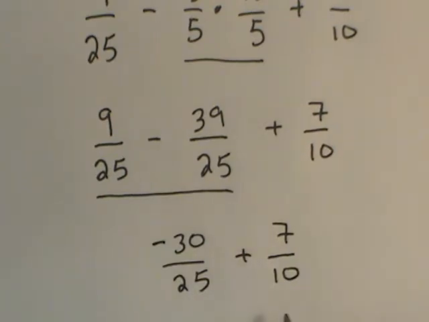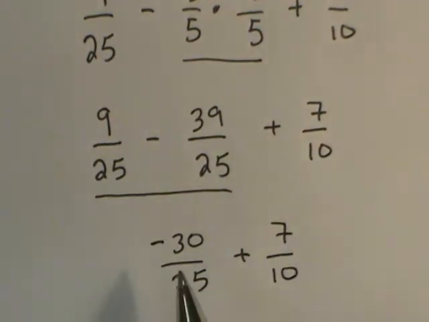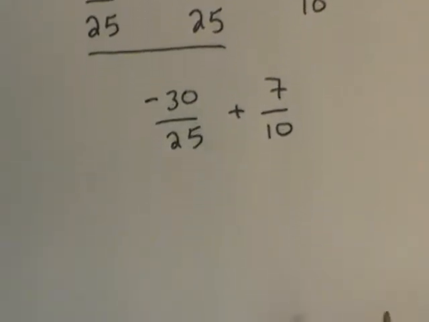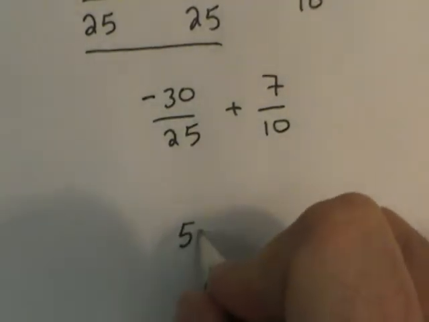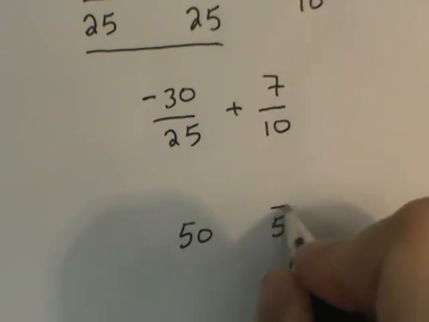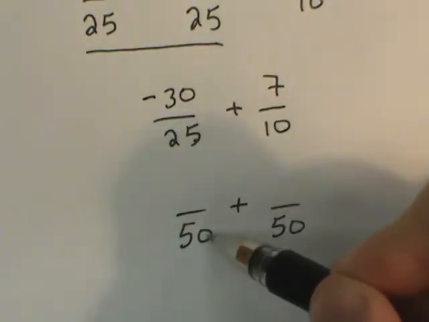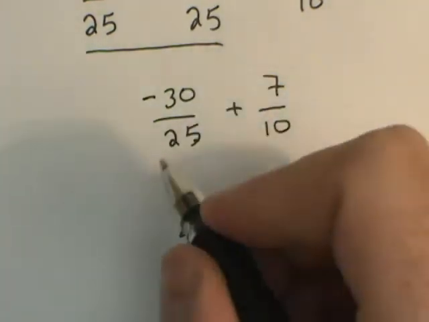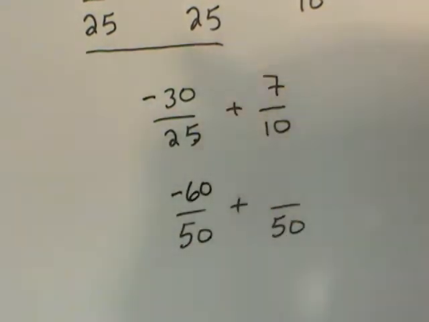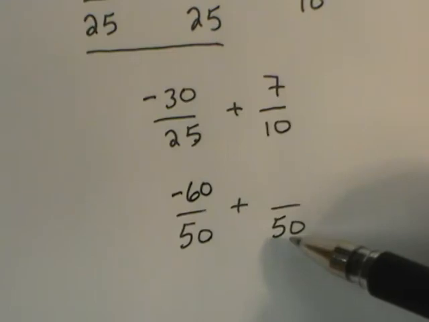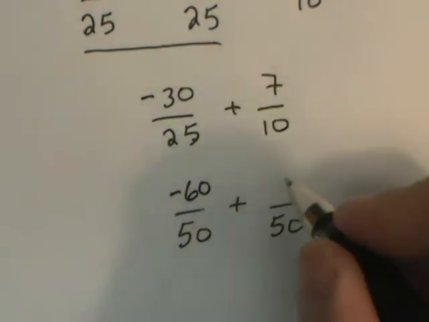Now I'm forced to find a common denominator. Common among 25 and 10 would be 50. And so I change this into 50 and 50. 25 goes into 50 twice. 2 times negative 30 would be negative 60. 10 goes into 50 5 times. 5 times 7 is 35.